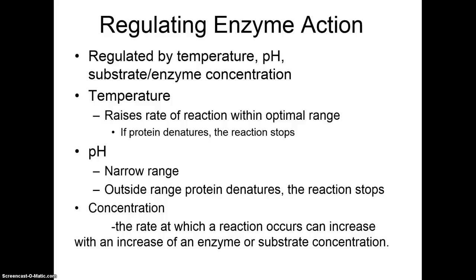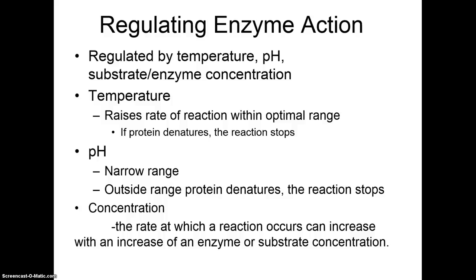All right, pH is another way that you can regulate enzyme action. There's a very narrow range that enzymes can survive in with pH, same thing with the temperature. If you raise it out of that range, it's going to start changing its shape. It's going to denature, and the reaction's going to stop. And the last thing we have to talk about is concentration. The rate at which an enzyme reaction occurs can increase with an increase of the enzyme or substrate concentration. Meaning, if you have more enzymes or more substrates concentrated in an area, then the reaction rate is also going to increase.